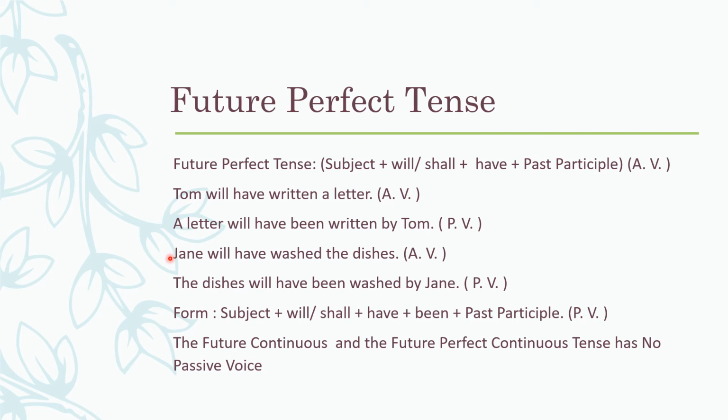Take the next example. Jane will have washed the dishes. This is in the active voice. Subject, Jane, will have, and washed is the past participle, and the dishes is the object. We have to change this into the passive voice. So the dishes, the object in the active voice, becomes the subject in the passive voice, and the subject in the active voice becomes the object in the passive voice, preceded by "by." Then you will use "will," "have," "been," and the past participle, that is washed. So the sentence is: The dishes will have been washed by Jane.